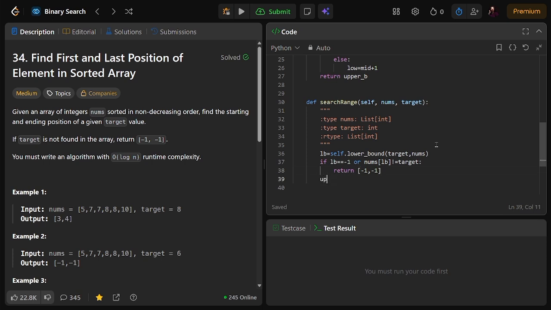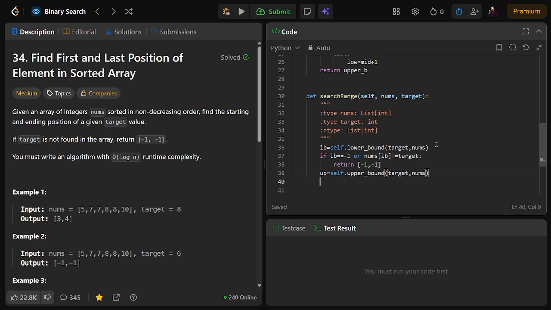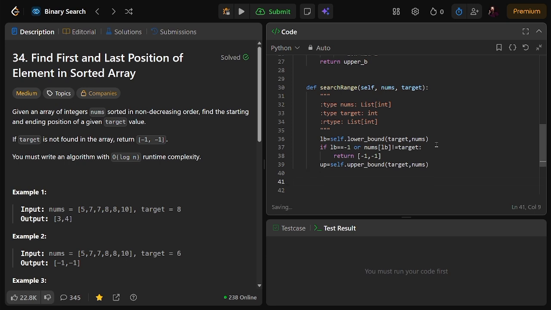So let's call upper bound, which is going to be self dot upper bound, and we're going to pass target and also nums. Now we're going to return, inside a list, lower bound, comma, upper bound minus 1, right? So let's run this code.